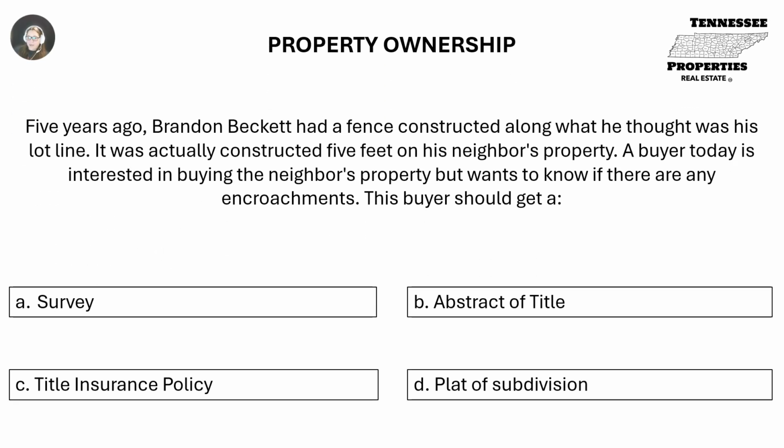5 years ago, Brandon Beckett had a fence constructed along what he thought was his lot line. It was actually constructed 5 feet on his neighbor's property. A buyer today is interested in buying the neighbor's property but wants to know if there are any encroachments. This buyer should get A. Survey, B. Abstract of title, C. Title insurance policy, or D. Plat of subdivision. A. Survey.